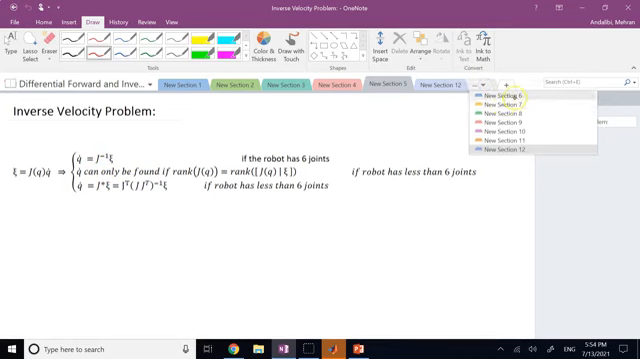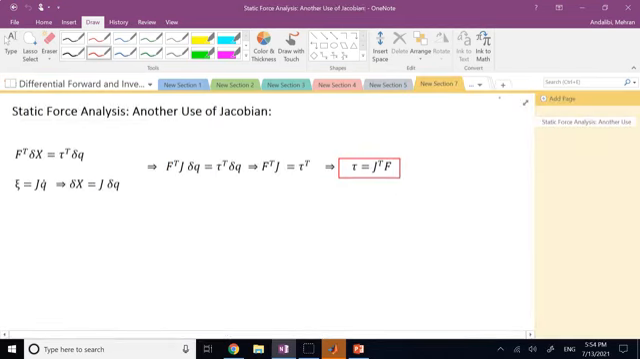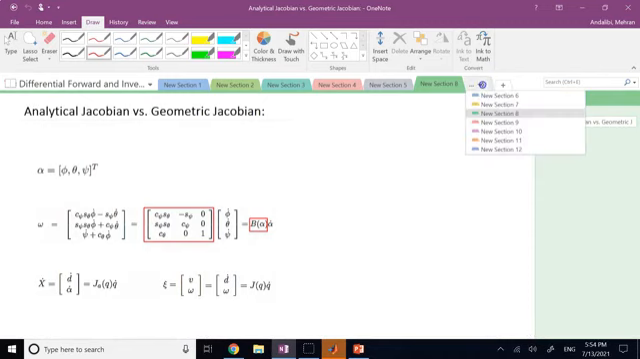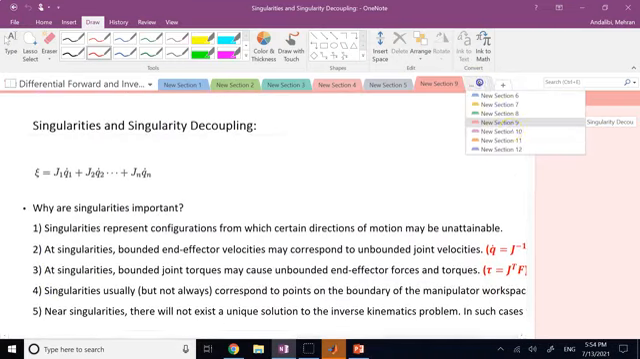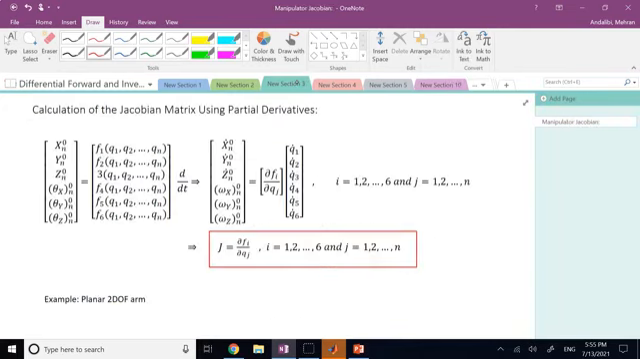As we go from one topic to the next, from inverse velocity problem to differential inverse kinematics to static force analysis to, you just name it. What is this for? Singularities, then manipulability. In each one of these, you see the J matrix is there. Okay, so each application and important topic that we talk about the robot, the J is there. Other than forward and inverse kinematics, everything else, J would show up itself. So that's such a hugely important matrix.